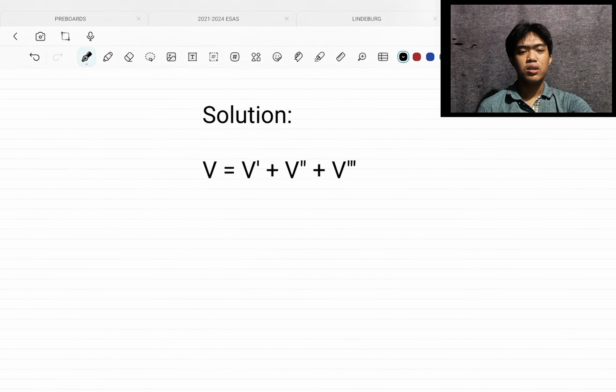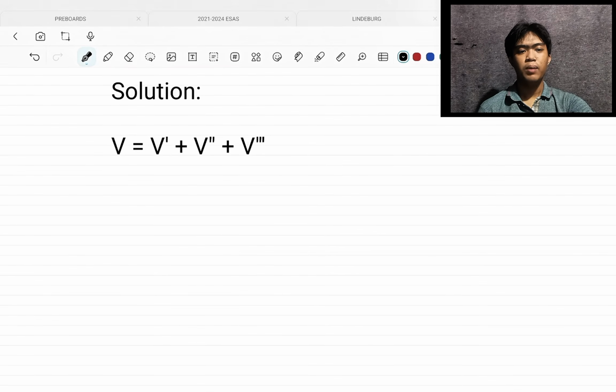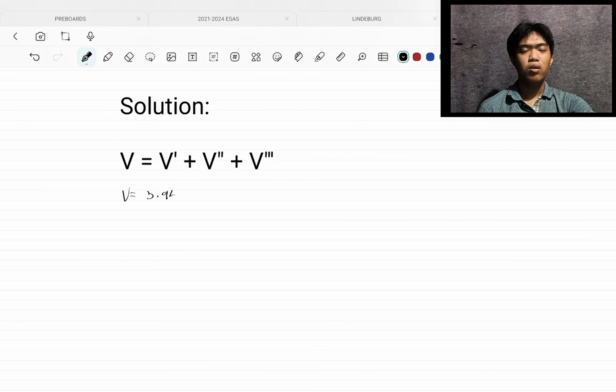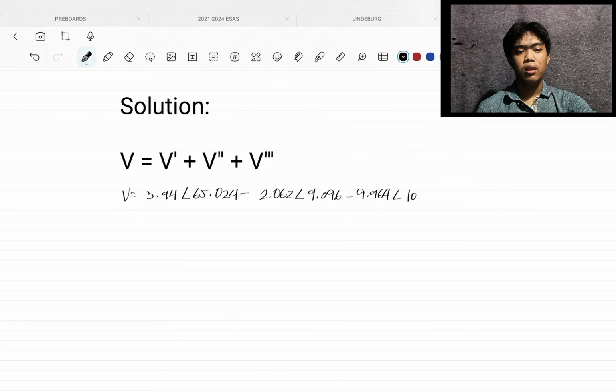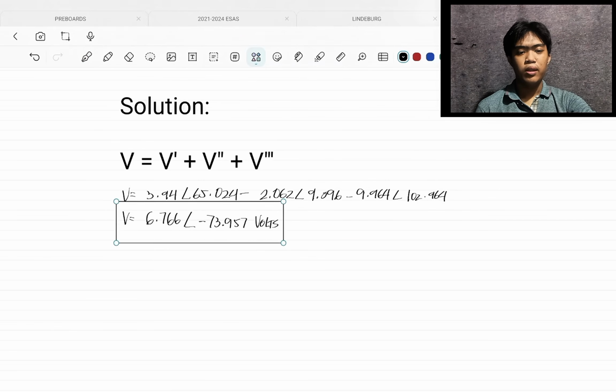Finally, the total voltage across the 2∠60 load impedance is obtained by adding the phasor voltages produced by each independent source according to the superposition theorem. So we combine the voltage contributions 3.94∠65.024 minus 2.062∠9.896 minus 9.964∠102.964. The negative signs appear because the current direction through the load branch goes downward relative to the reference polarity after the shorting and opening of other circuits, which reverses the polarity of those contributions. After performing the phasor addition, the final voltage across the load impedance becomes 6.766∠-73.957 volts.